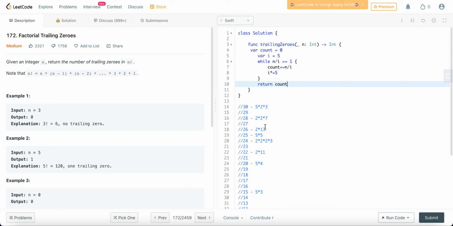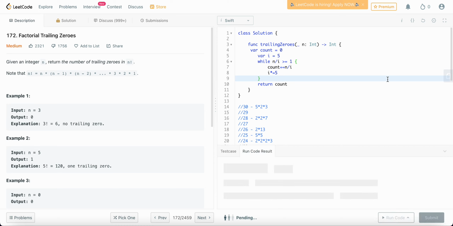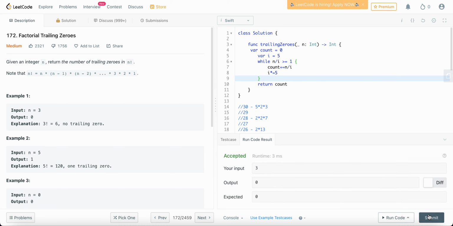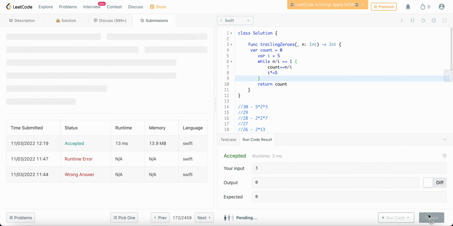So what we are doing here is first counting the number of 5s, then the number of 25s, and then, if n is large enough, we do the same for 125, 625. So that's how it works. I hope you understood it. I have already run the test cases, and it will be accepted.